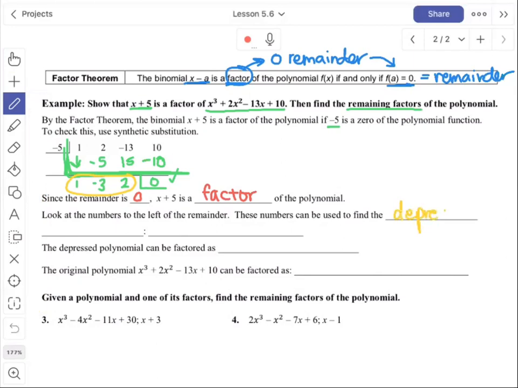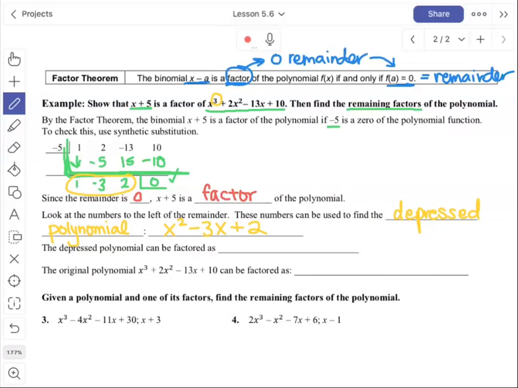depressed, not like sad, but like condensed, depressed polynomial. And it is x squared minus 3x plus 2. Using those numbers, my original degree was 3, so the depressed polynomial is 1 degree less than that. So x squared minus 3x plus 2.